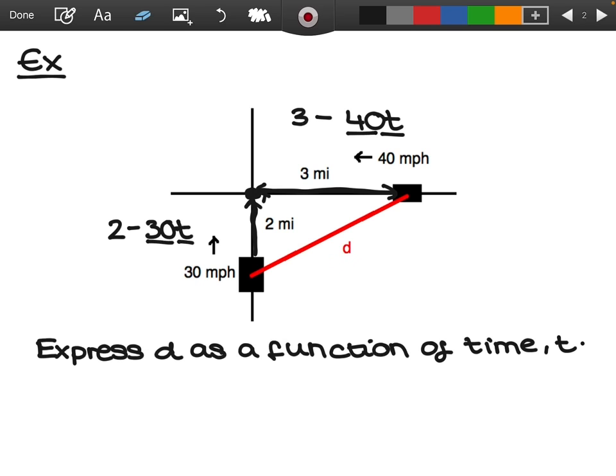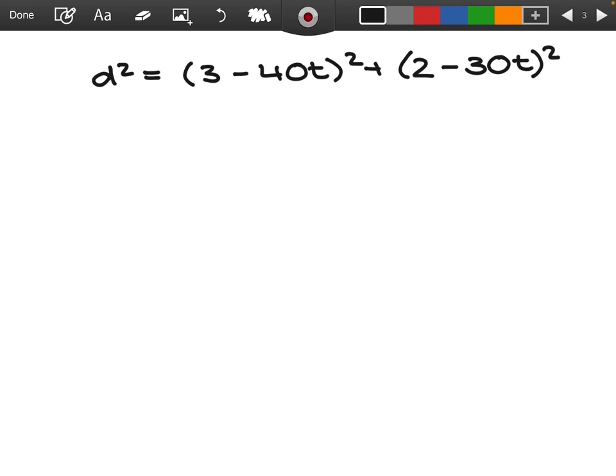I have 3 distances here. I've got my straight line distance, then I've got the distance of the first car to the intersection and the distance of the second car to the intersection. You should see here I have a right triangle. So I can go ahead and use the right triangle formula in order to find that distance d. Okay? This tells me d squared is going to equal (3 minus 40t) squared plus (2 minus 30t) squared.